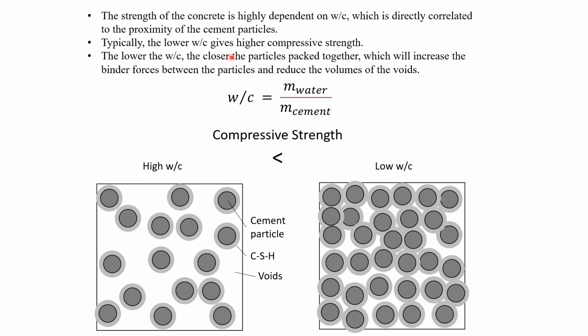The strength of concrete is highly dependent on the water-cement ratio, which is directly correlated to the proximity of cement grains, that is, the average distance between each individual grain. Typically, a lower water-cement ratio gives a higher compressive strength, and I show a diagram to compare the case of low water-cement ratio and high water-cement ratio. The lower the water-cement ratio, like in this case, the closer the individual grains get packed together, which will increase the binder force between the particles, as I mentioned earlier. It also reduces the volume of the voids. That's why a lower water-cement ratio typically generates higher compressive strength.